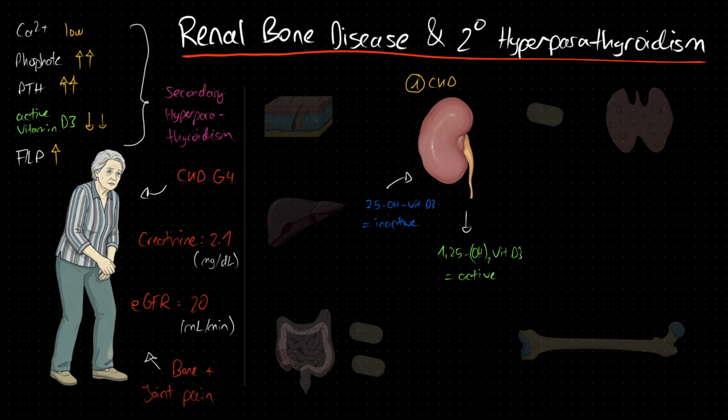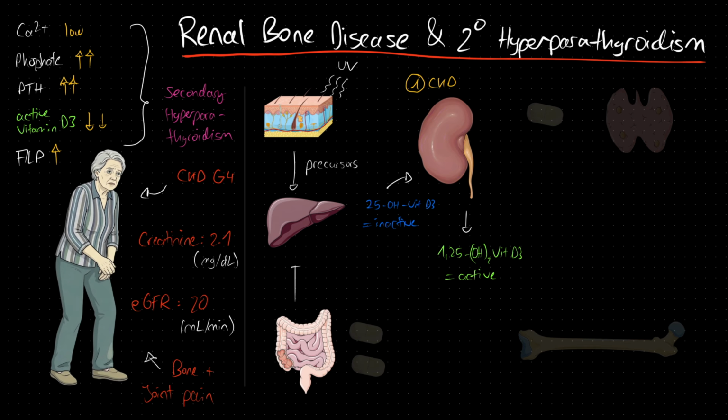Vitamin D3 can be formed in several ways. In our skin, precursors are produced through the energy of UV rays. In the liver, these precursors are further metabolized to the inactive form of vitamin D3. The precursor molecules can also be ingested through food and converted in the same manner in the liver. Usually, the kidneys then transform inactive vitamin D3 into active vitamin D3.